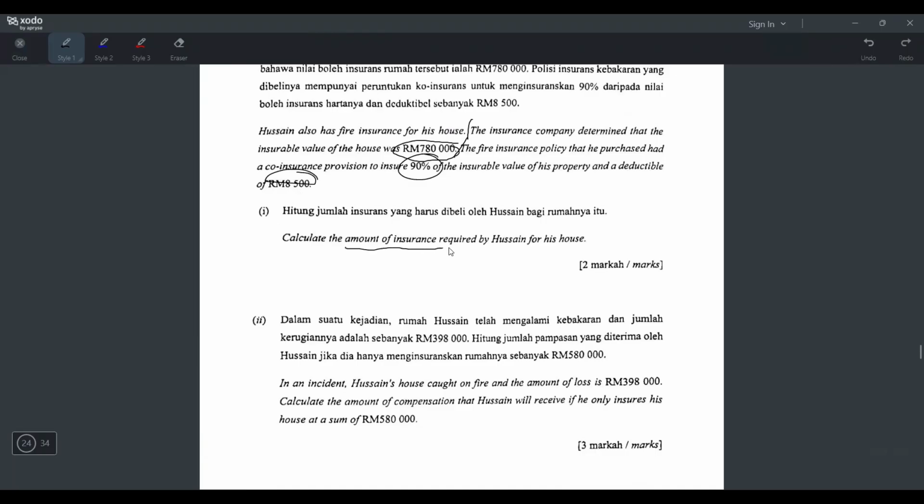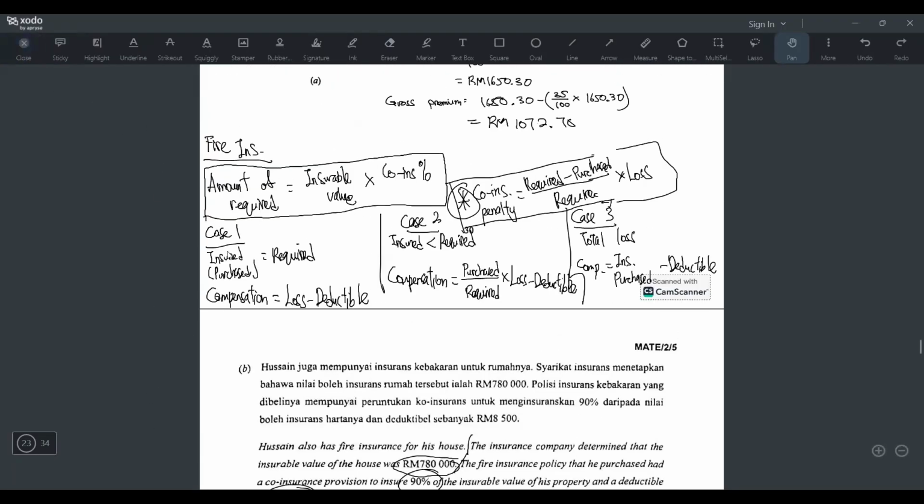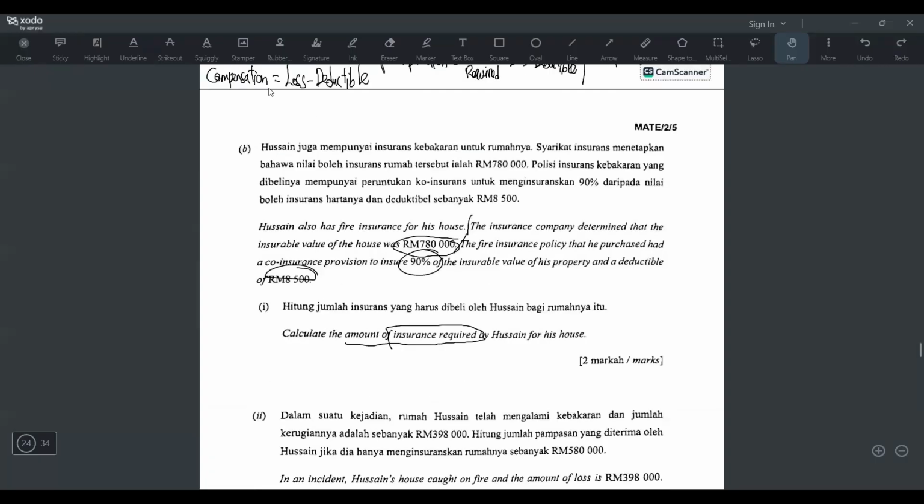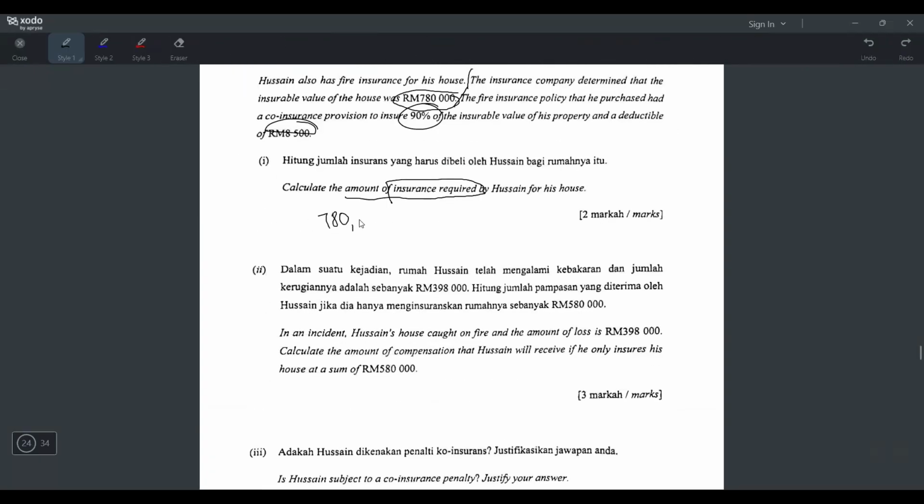Number one says calculate the amount of required insurance for his house. So what formula? You use this one, required: take the insurable value times the percentage. So 780K times 90%. And then press the calculator. My calculator gives me 702,000, so write RM 702,000. Okay, so this is the amount of required insurance.